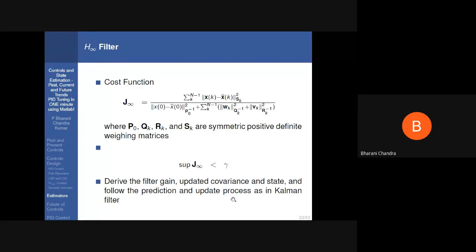The remaining derivation part is very much similar to the Kalman filter. However, philosophically, in the H infinity filter we do not make any assumption on the noise. So this works for generic noise. It can work for Gaussian noise, non-Gaussian noise, or any such kind of noise.